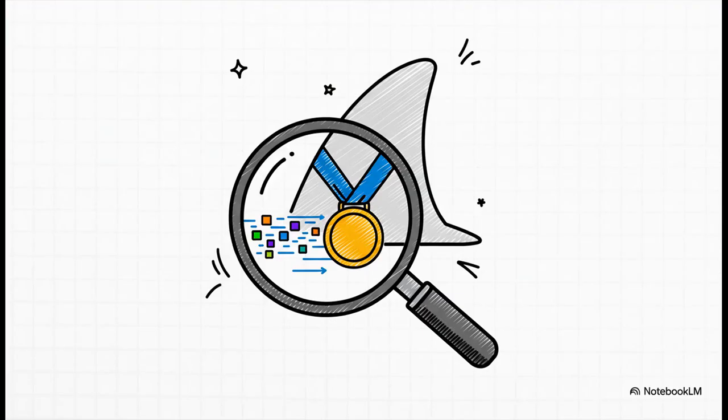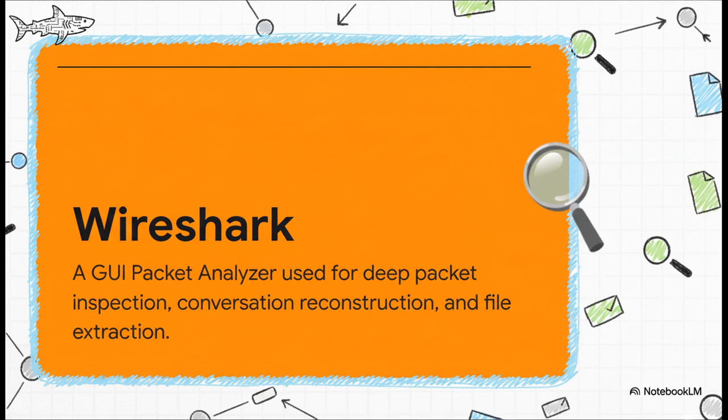And the very first tool we're pulling out of the bag is, well, it's a big one. It's Wireshark. If you have ever even dabbled in network analysis, you know this name. It is, for all intents and purposes, our high-powered microscope for looking at every single conversation happening on the network. So, what does it actually do?